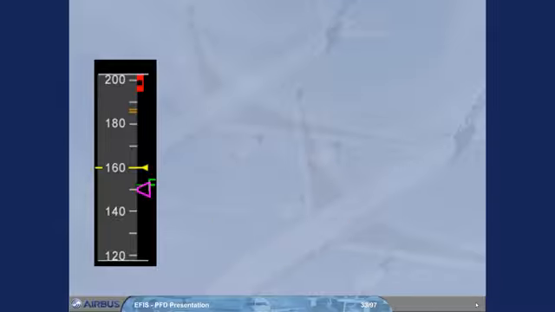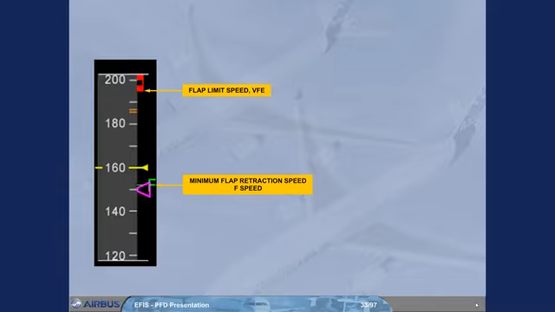The minimum flap retraction speed is shown by a green F. This is referred to as F speed. The flap limit speed, VFE, is shown by a red and black strip at the top of the speed scale.